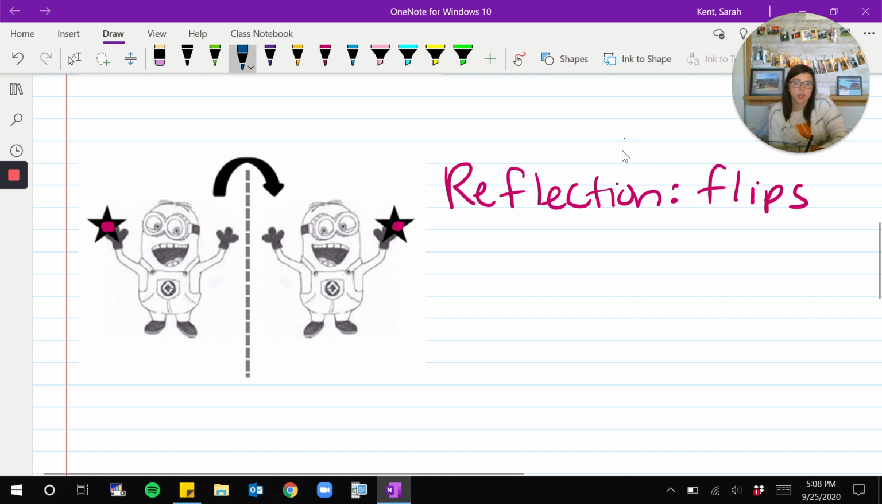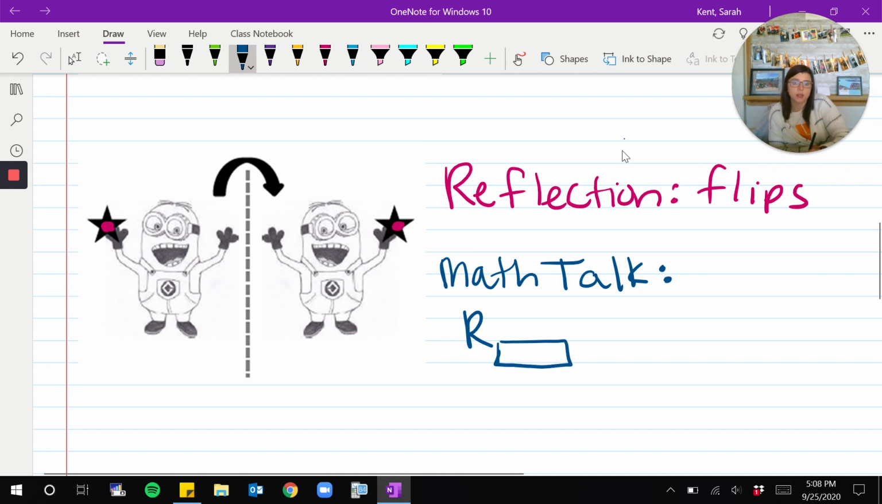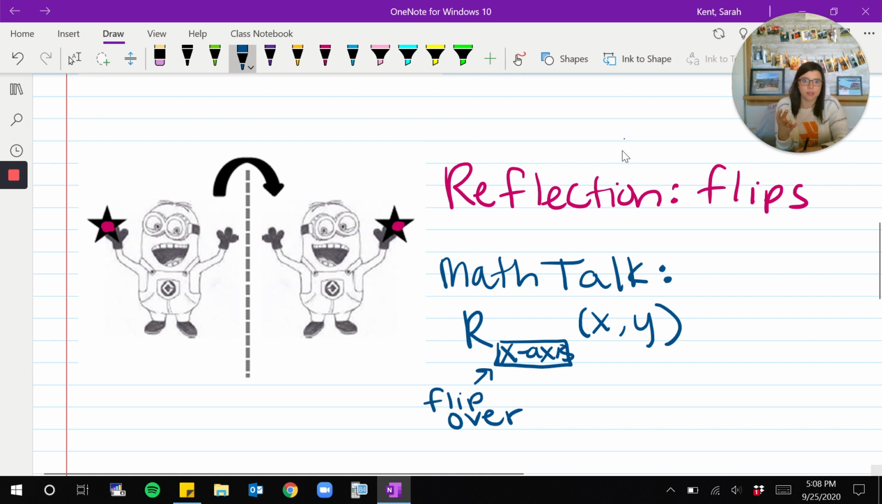So again, if we think about the math talk for this one, this time we'll see an R, and down here it will tell us what to flip over. So it might say the x-axis of point X, Y. Maybe it'll say the y-axis, but it tells us where to flip the picture. So let's go ahead and look at an example of a reflection.